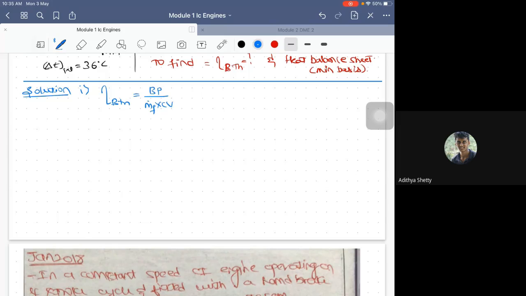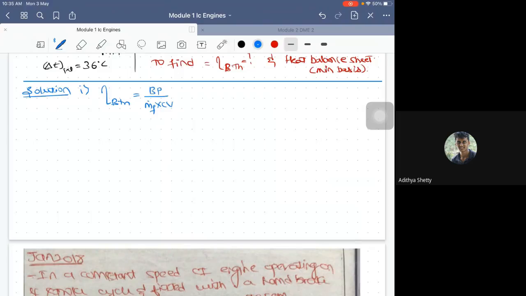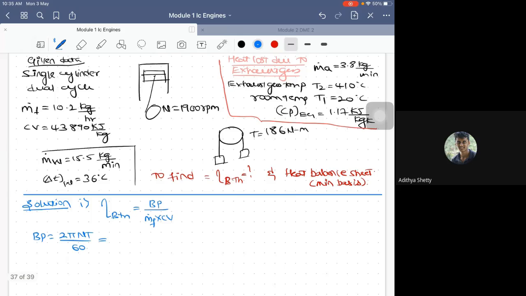Do I have the value of BP? So BP we will calculate now. BP is equal to 2 pi NT by 60. I think torque as well as the speed of the shaft is given here, so take the values from those. 2 pi, speed is 1900 which is given, and the torque is 186, divided by 60. Whatever value you get, it would be in watts.